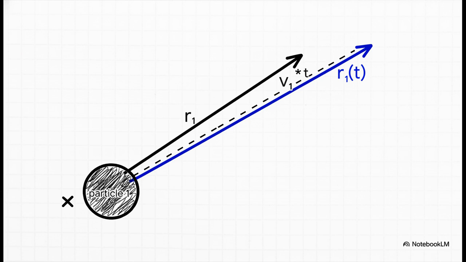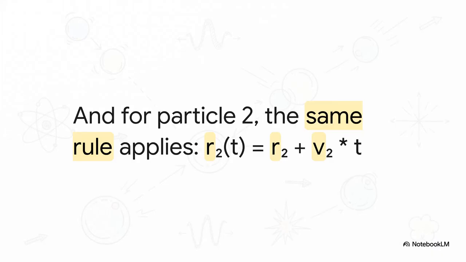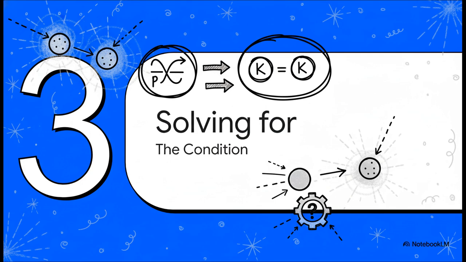So for particle 1, we can write this out as a nice, clean vector equation. We'll say its position vector at any time t, which we'll call r1 of t, is just its initial position vector r1 plus its velocity vector v1 times time t. And you guessed it, we do the exact same thing for particle 2. It's following the same rule. So now we've got two powerful equations, one for each particle, that tells us their exact position in space at any moment we want.